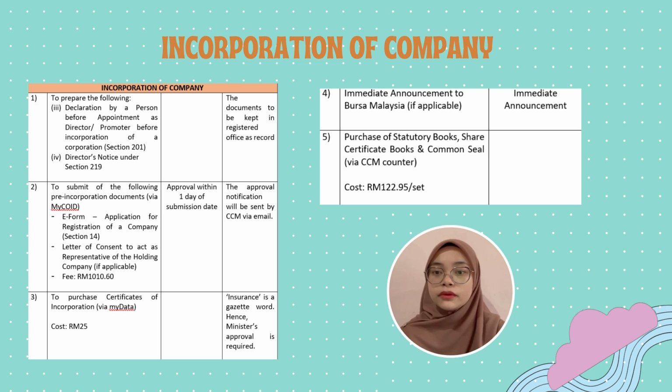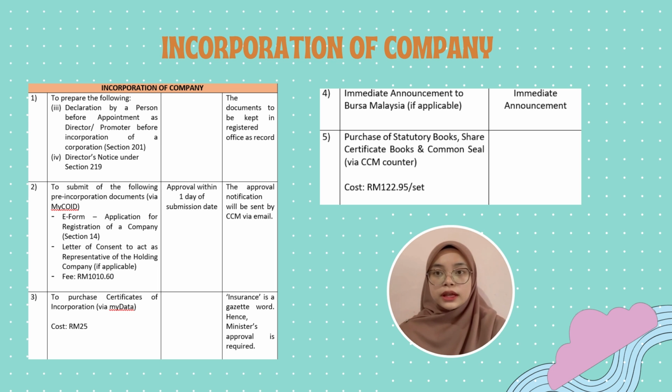Okay, now for incorporation of a company, the company needs to prepare two documents, which are the declaration by a person before appointment as director or promoter before incorporation of a company based on Section 201 of the Companies Act 2016, and the director's notice under Section 219. All these documents need to be kept in the registered office as record.